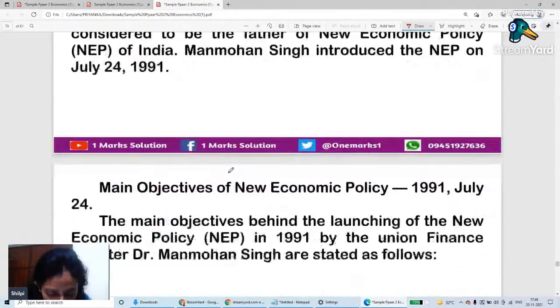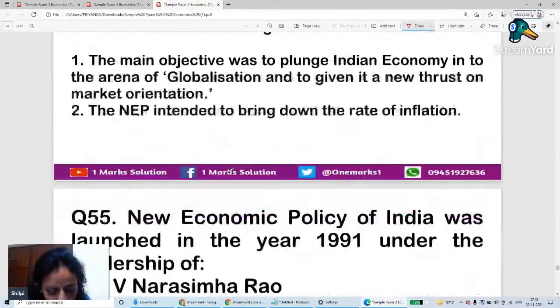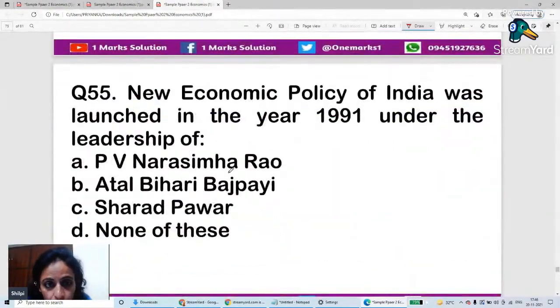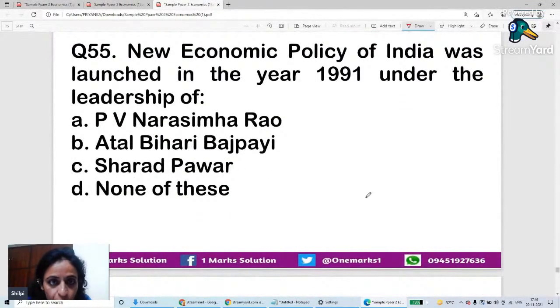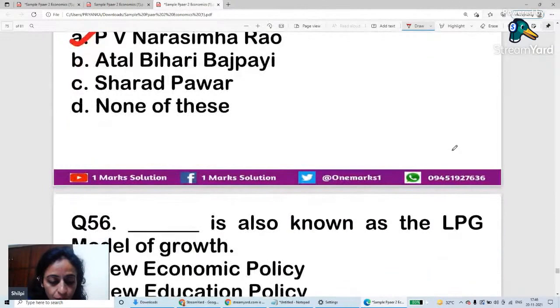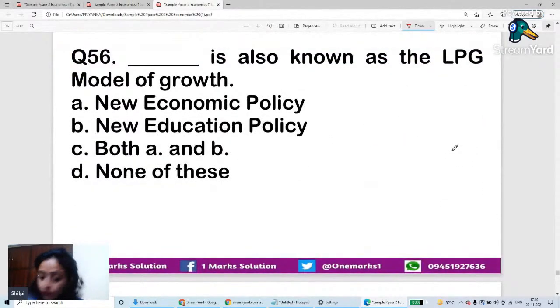Now let's see question number 55. New economic policy of India was launched in the year 1991 under the leadership of P.V. Narasimha Rao. It is directly given in the paragraph. Question number 56. Dash is also known as the LPG model of growth. New economic policy is also known as the LPG model. So option A is the correct one.